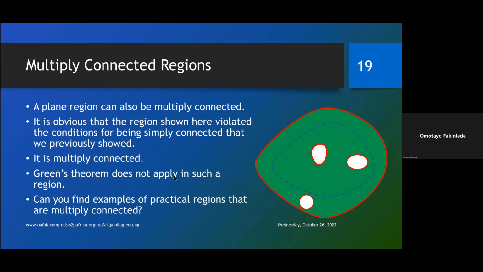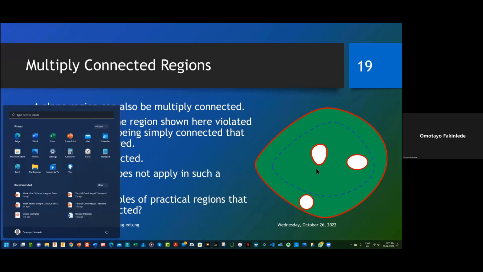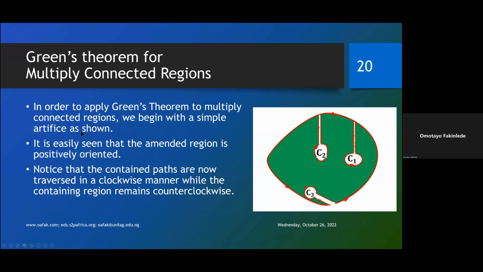Now, Green's theorem does not apply to a multiply connected region. But we are going to use the remaining time we have, which is about 7 minutes, to show you how we can force Green's theorem to apply to multiply connected regions. We are going to use an artifice. If we have regions that are not members, you draw channels to the boundary like this. In order to apply Green's theorem to multiply connected regions, we begin with a simple artifice as shown.